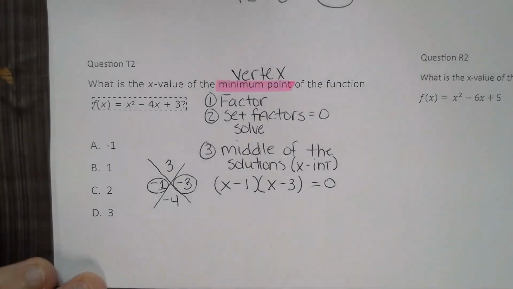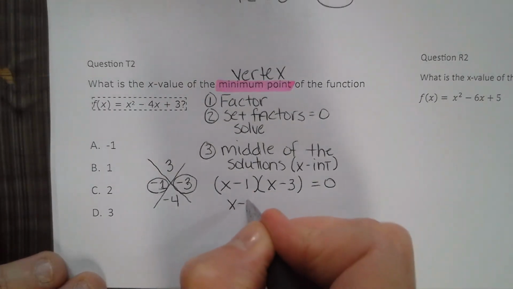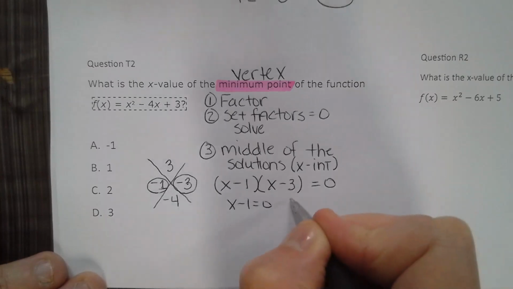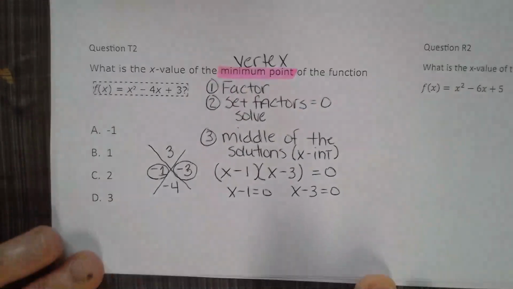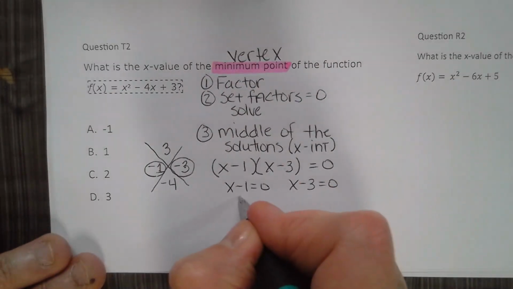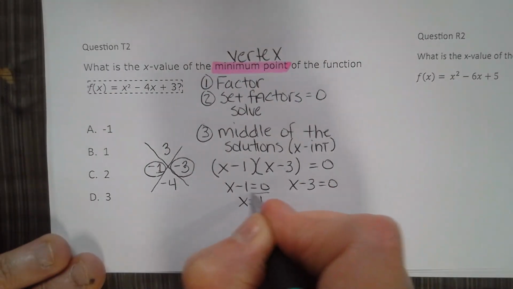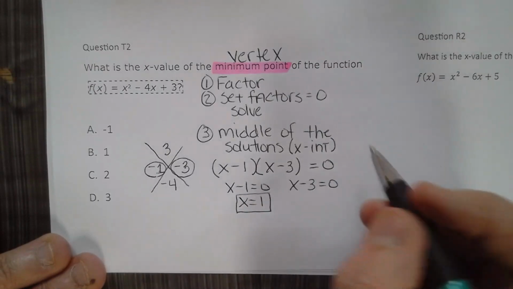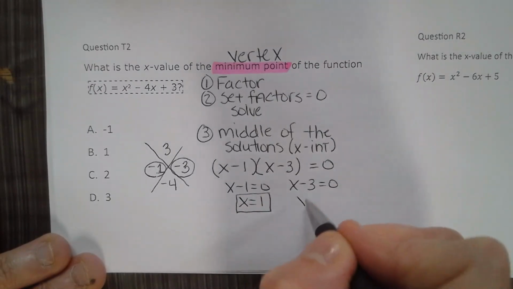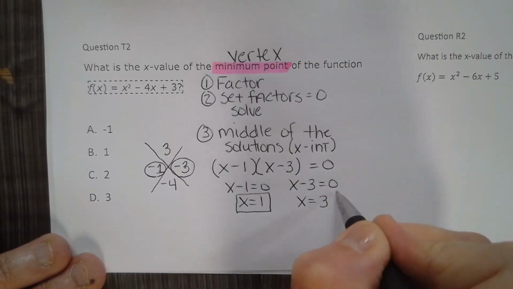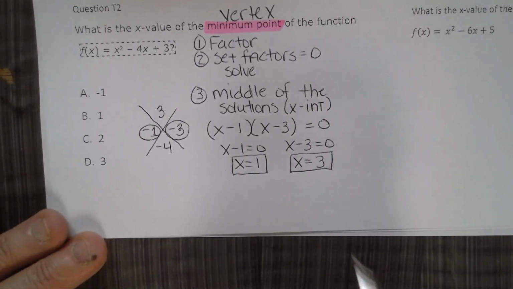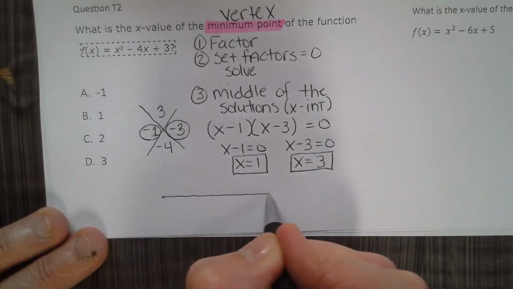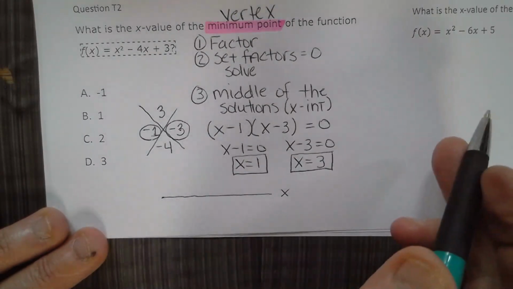And now I'm going to set each one of those equal to 0, and I'm going to solve. So we have x minus 1 equals 0, and we have x minus 3 equals 0. We add 1 to both sides, and we find out that one of our x-intercepts is 1. We add 3 to both sides, and we find out that my other x-intercept is 3. Now I'm going to draw this number line or this x-axis, and I want you to do it for the other side as well.